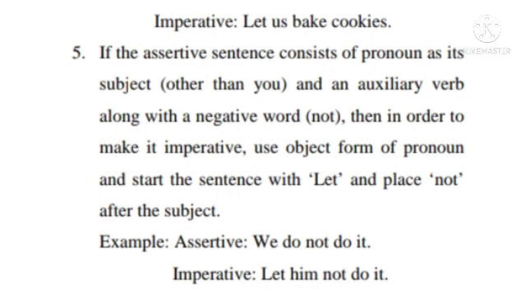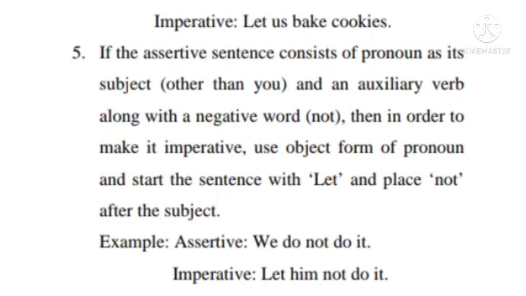So now we have the 5th rule. If the assertive sentence consists of a pronoun as its subject and an auxiliary verb along with the negative word not, then in order to make it imperative, use object form of pronoun and start the sentence with let and place not after the subject. So this is the rule, and we can discuss it with an example.